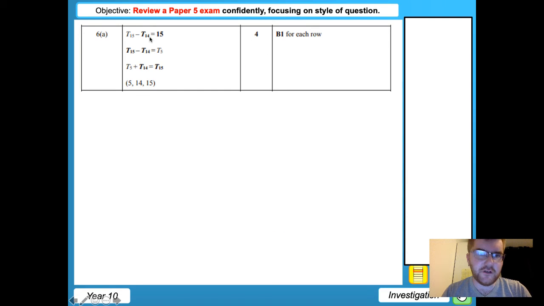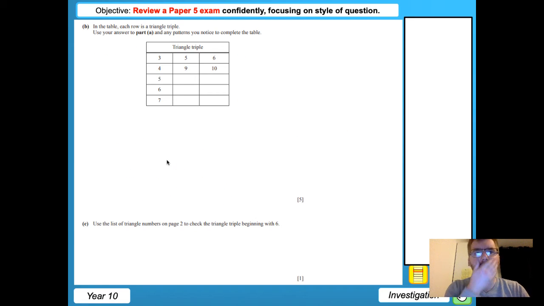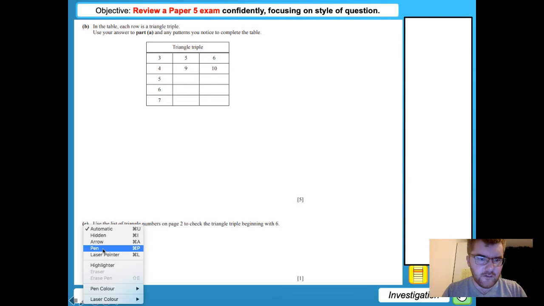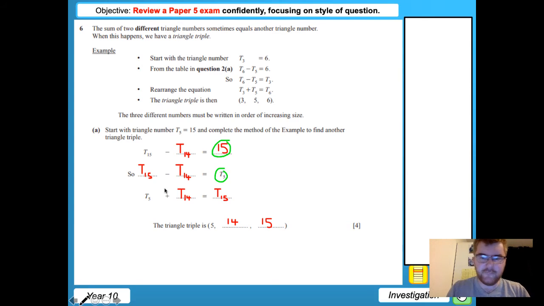Notice you get 1 mark for each row. So you get 1 mark for T14, 15, 1 mark for T15 minus T14, and 1 mark for putting it in order. Okay, very straightforward in terms of marking. And we can actually fill that into our table here. So we're going to put in the result we just worked out. If you're wondering where this comes from, 5, 14, 15, this comes from literally what we just did.